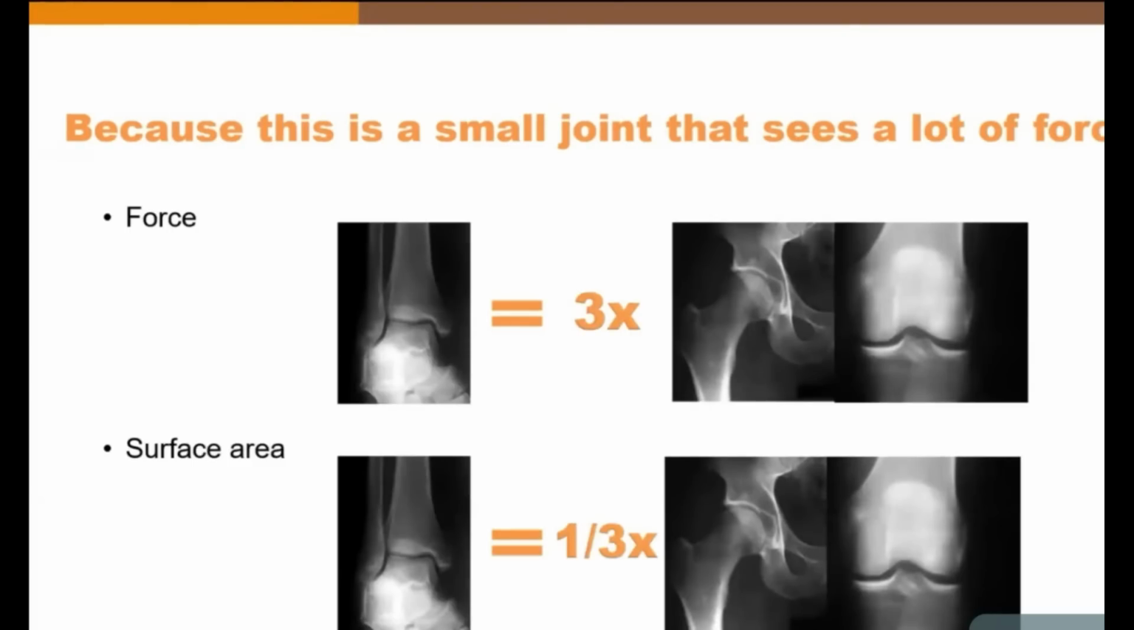One of the reasons for that is that there is a large amount of force, essentially all of your body weight above the distal tibia, going through a relatively small area. So up to 3 times the force that's seen in the hip or knee, and only a third of the articular surface that it's going through.